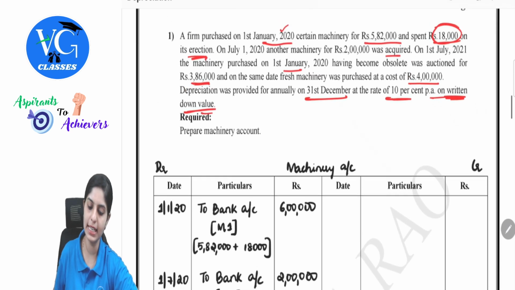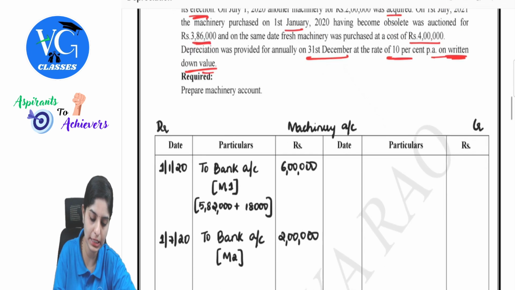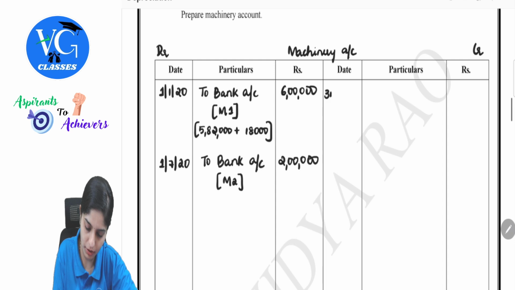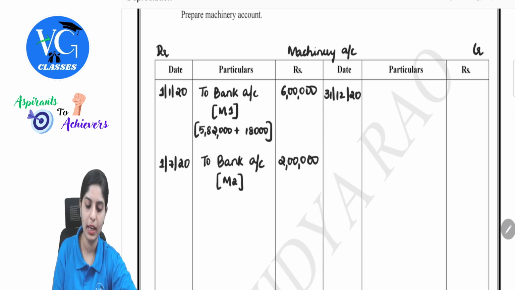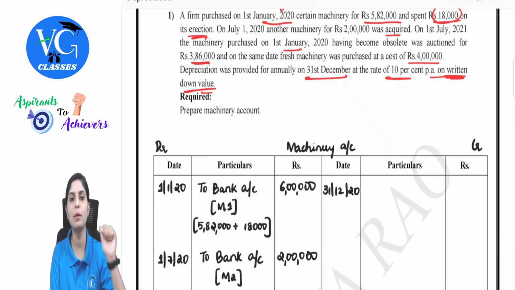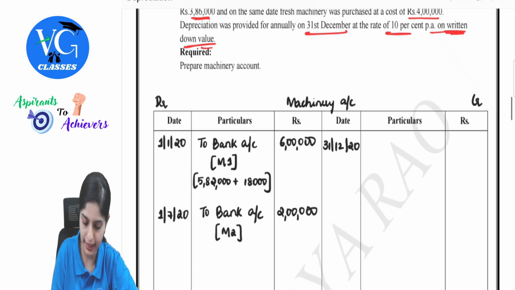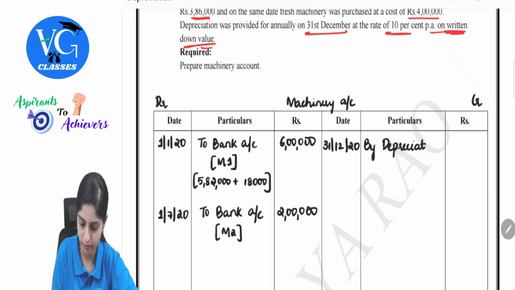In the current year, was there any other transaction? Directly it is moving to 1st July 2021. So we have to close this particular year. This will end on 31st December 20. In this question, remember first alternative, second alternative, they have not mentioned anything about provision for depreciation. So we will record the depreciation with respect to asset account itself. So depreciation account debit to machinery will be the entry by depreciation.